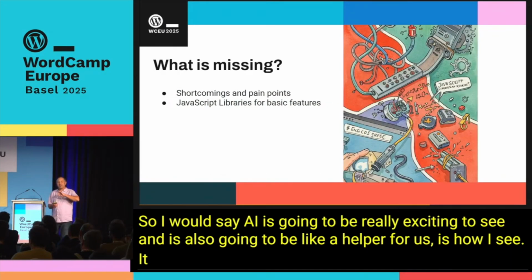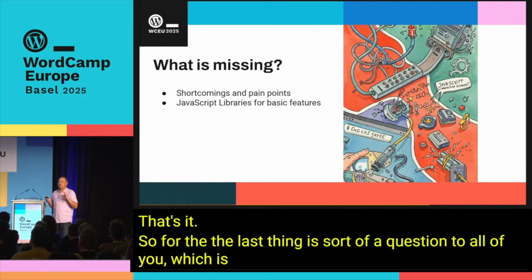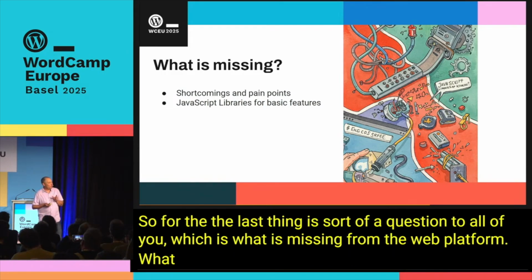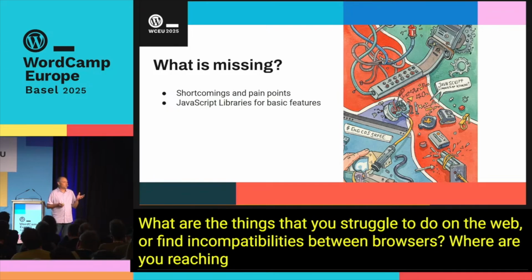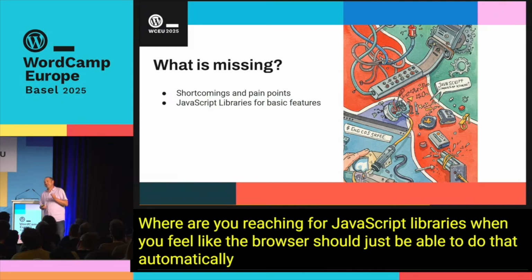That's it. So the last thing is a question to all of you, which is what is missing from the web platform? What are the things that you struggle to do on the web or find incompatibilities between browsers? Where are you reaching for JavaScript libraries when you feel like the browser should just be able to do that automatically? I'd love to get your feedback.